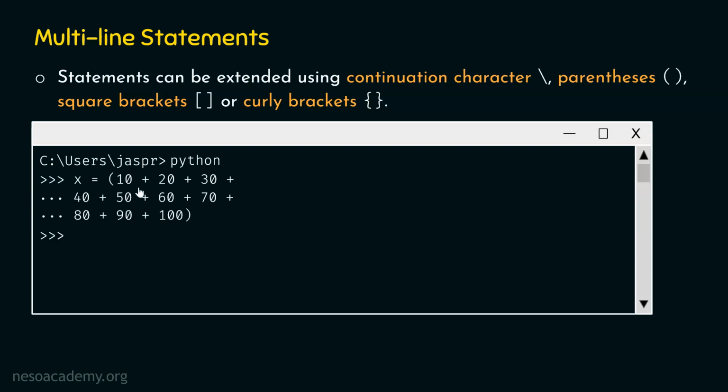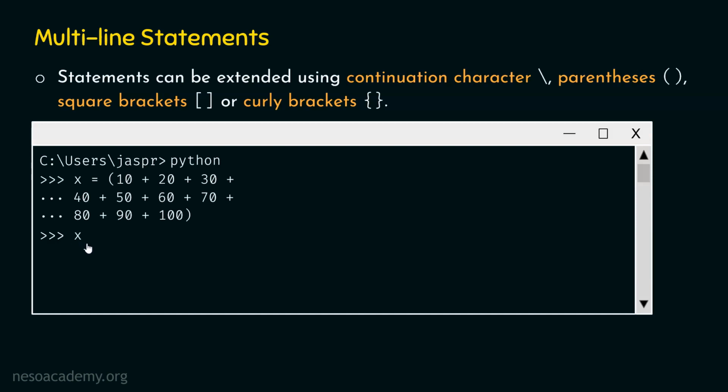If we hit enter here, we will get 3 dots from Python, which indicates that we can continue with the statement in this line. Now again, as we have not added any closing parentheses here, we can continue the statement in the next line, and here we have 80 plus 90 plus 100 and a closing parentheses, which is a clear indication that we are done with the statement. Now if we hit enter, we will get these 3 arrows, which is an indication that we are ready to type in the next command.